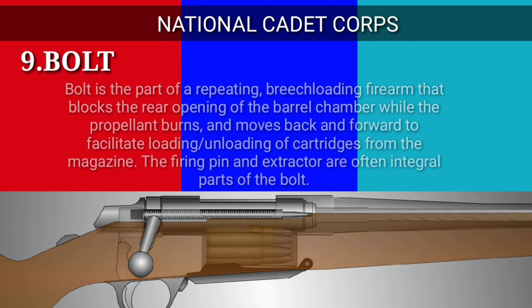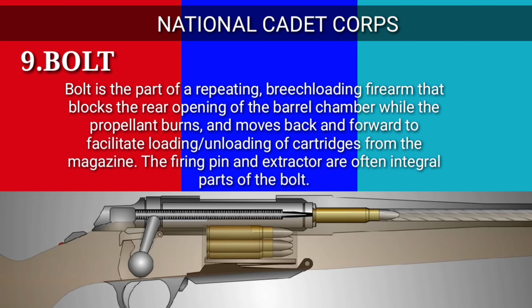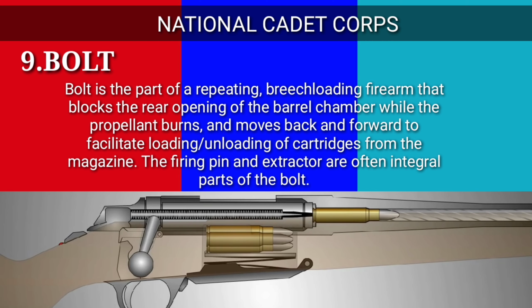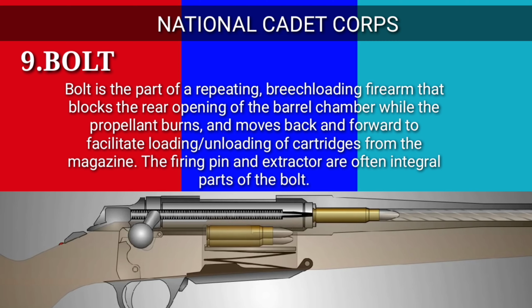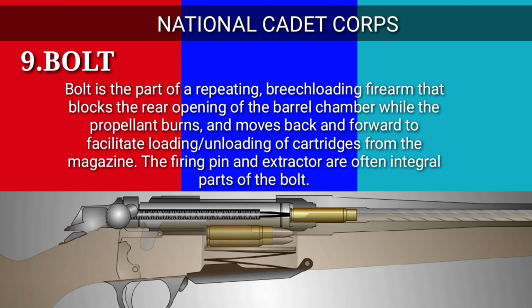Ninth one, bolt. A bolt is a part of a repeating, breech loading firearm that blocks the rear opening of a barrel chamber while the propellant burns, and moves back and forward to facilitate loading and unloading of cartridges from the magazine. The firing pin and extractor are often integral parts of the bolt.